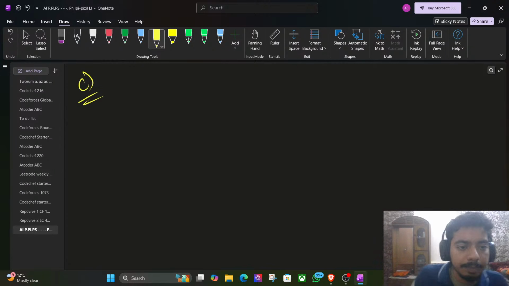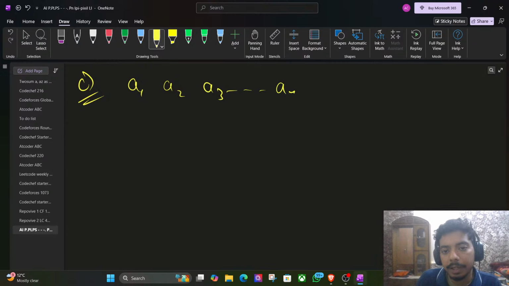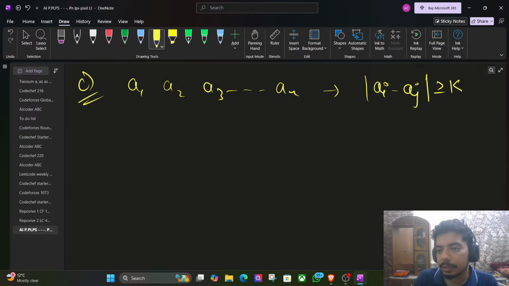So in this particular problem, you are given a1, a2, a3 up to an, and you need to sort this array. And the sorting condition is you can swap two indices if the difference of a_i and a_j is greater than or equal to k.